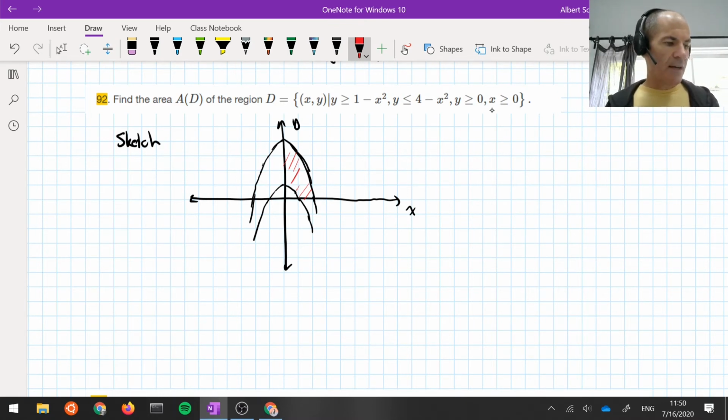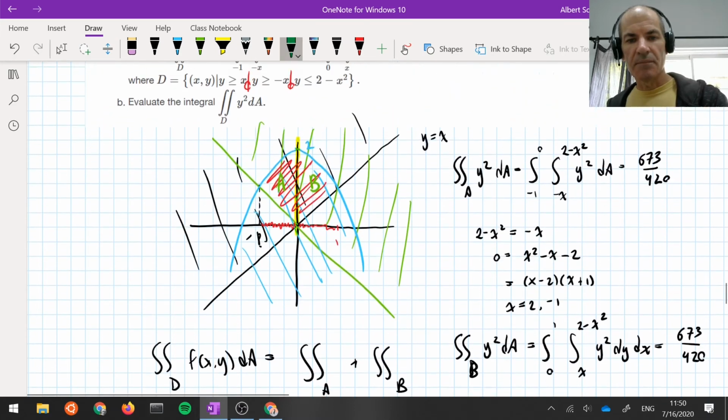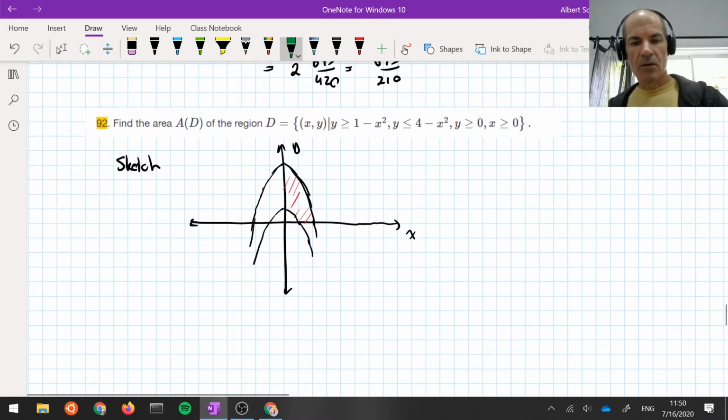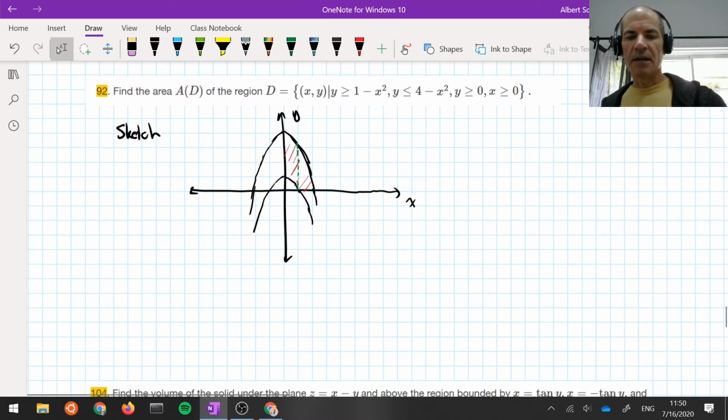So we have to decide how we're going to attack this problem. I'm going to divide this strategically right here. And if I do that, I get two regions, both of which are type 1. So the green line divides this into two regions, A and B, that are both of type 1.